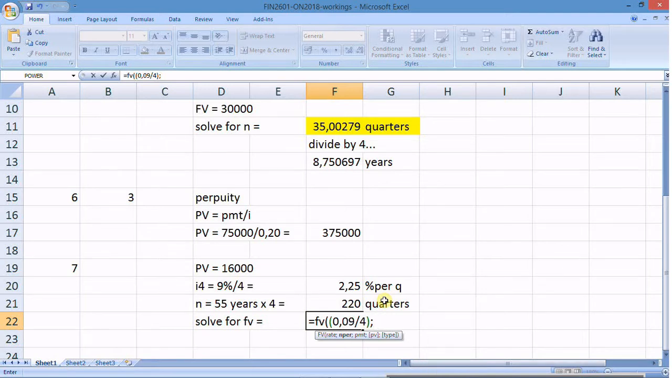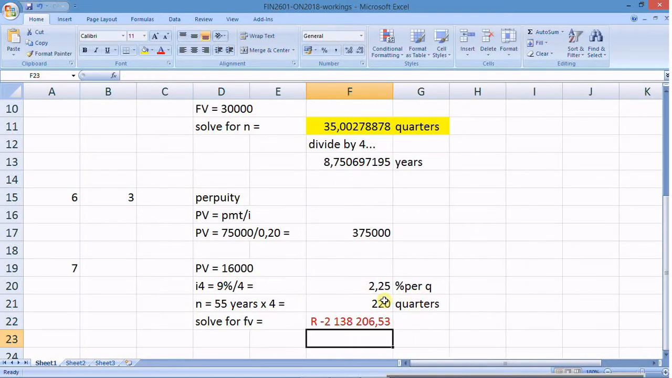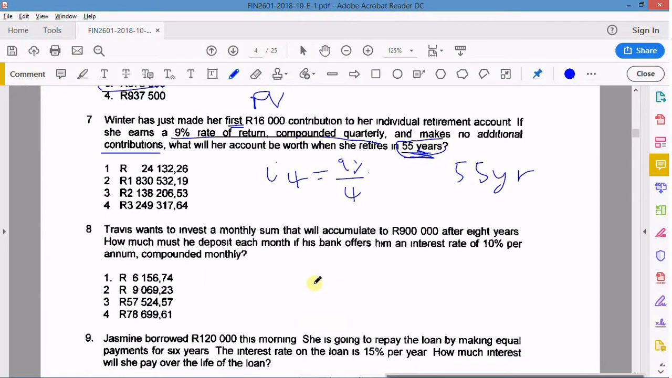I don't think I put the payment in. Okay, I didn't, yeah. So that's fine. Payment is 0 and the PV is 16. Okay, did you get that answer? Yep. Okay, so 2138. There we go. Option 3.